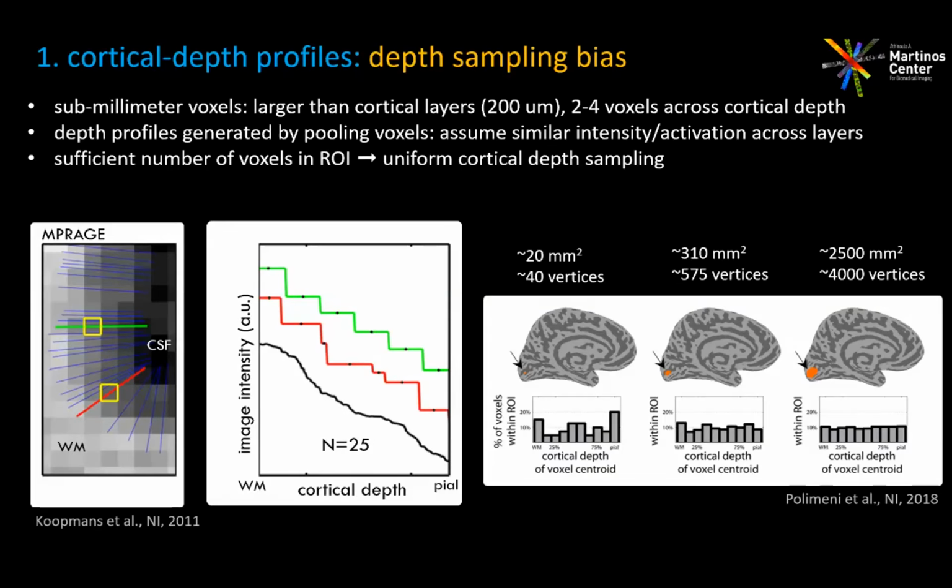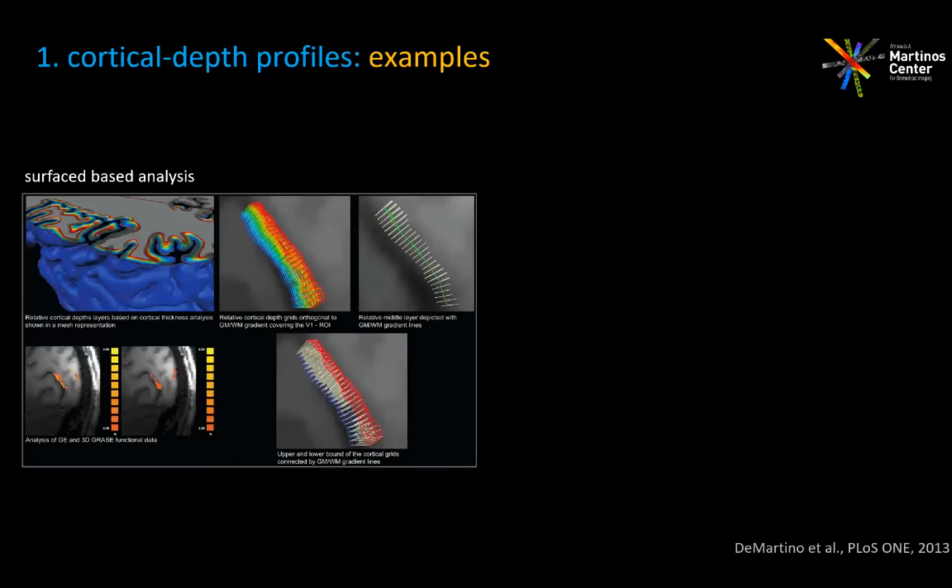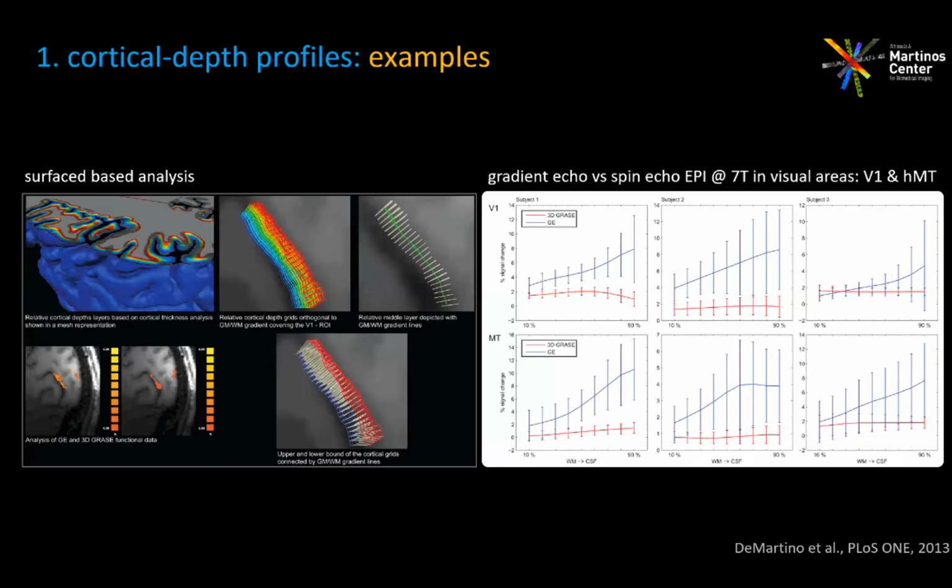All right, so now that you have seen the examples of the cortical depth profiles, we're going to show you some more, just because, why not? This is an example where the surface-based analysis, the BrainVoyager one, is used, and the profiles in the visual areas of gradient echo versus spin echo are demonstrated. So it's really just to show you how and what for you can use these profiles as a tool, okay?